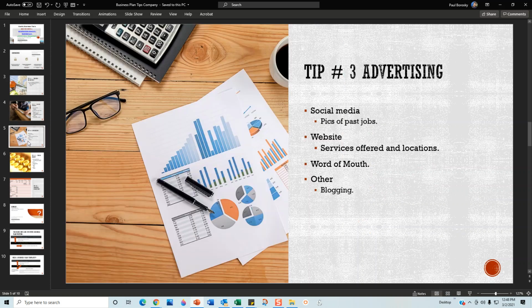All right, next is going to be advertising. A lot of organizations in the construction industry do very little advertising. A lot of them won't even have a website. They don't do word of mouth, and they don't blog. They don't even do social media. What they're doing is they're going out and they're bidding for construction jobs. They get contracts, and then they just go with that.